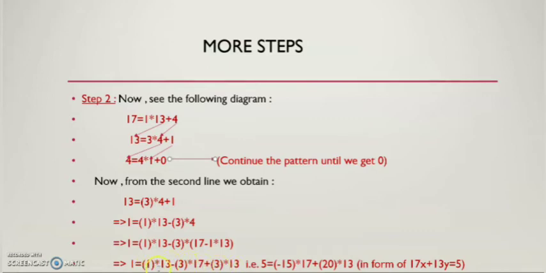Then after adding those, we get minus 3 into 17 plus 4 into 13. After that I have just multiplied both sides by 5. After that we got minus 15 into 17 plus 20 into 13. That's why we have obtained the form 17x plus 13y equal to 5.